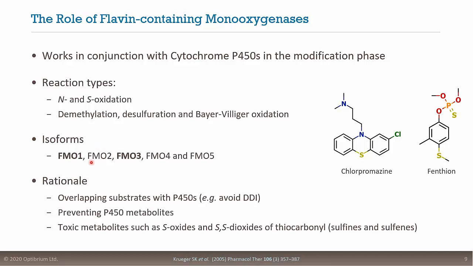Now, the rationale to choose FMOs, amongst other enzyme classes, was because they have overlapping substrates with P450s, and often they get overshadowed by P450s. This means that sometimes you could have a great drug-like molecule, but you know that it's only going to get metabolized by one P450 isoform. Then you could run this model and see, hey, maybe this also gets metabolized by FMOs, so you might avoid these drug-drug interactions.